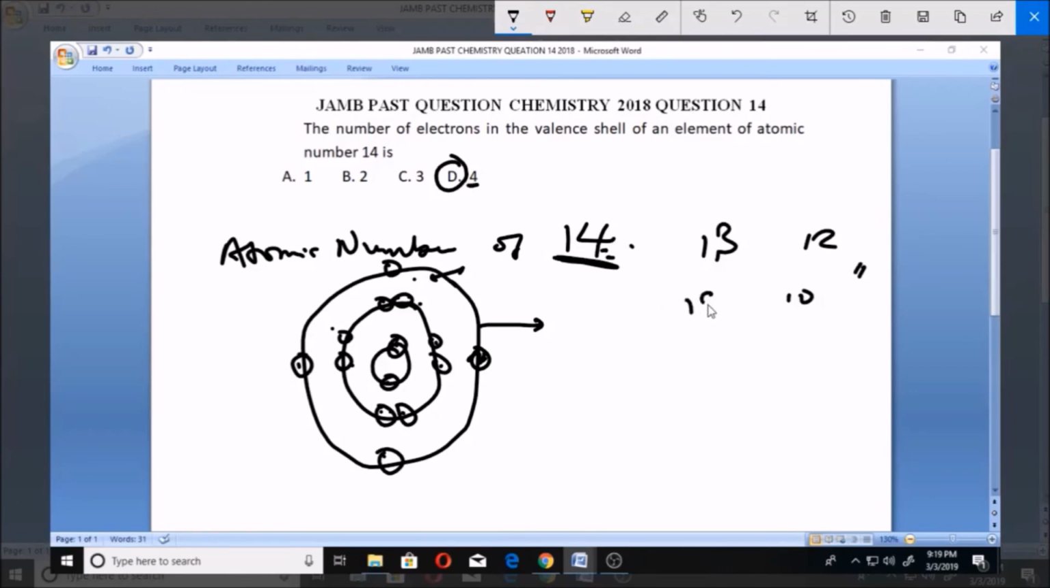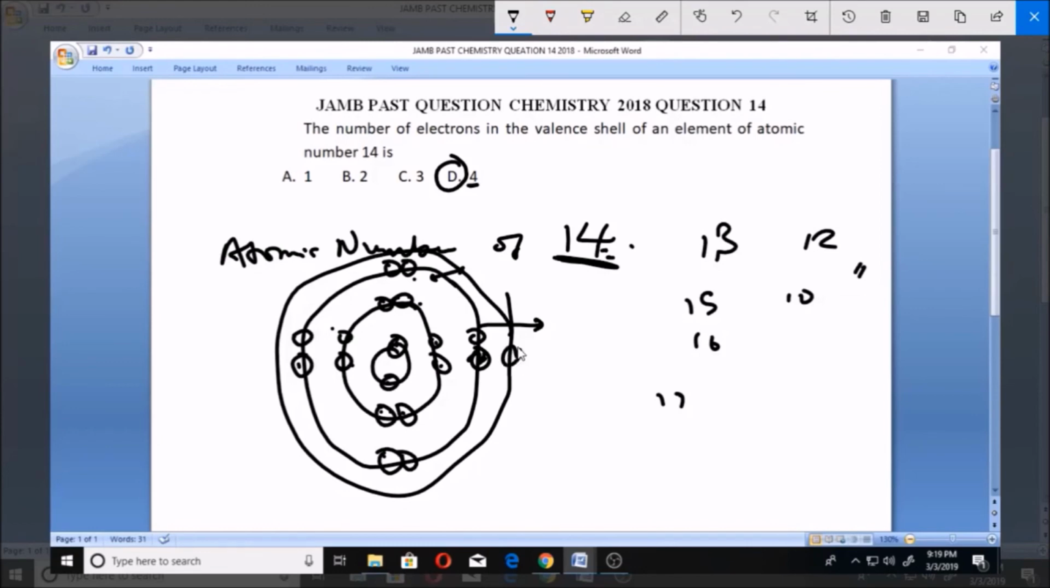And if it's 15, we would have added an extra 1 here, making it 5. If it is 16, it would have been 6. If it is 17, it would have been 7. If it is 18, it would have been 8. But if it is 19, you would have now added another shell and counted that 19th as 1. So the valency would have been just 1. So take note of this. So the right answer is D, 4.